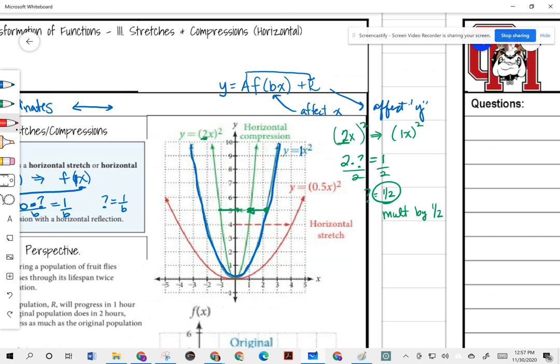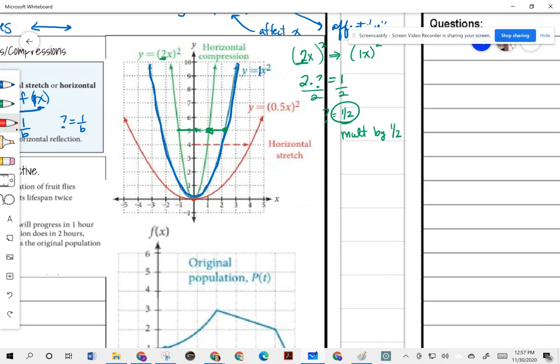So now let's take a look at the red graph. Now this one says that it's stretched, and it makes sense because it looks like it's stretched, right? The x value that originally was here at 2 is now 4, okay? So my original, I multiplied it by 2, and I get to my new one. So let's take a look at what this is saying. We have 0.5x squared, and my original needs to be 1x squared.